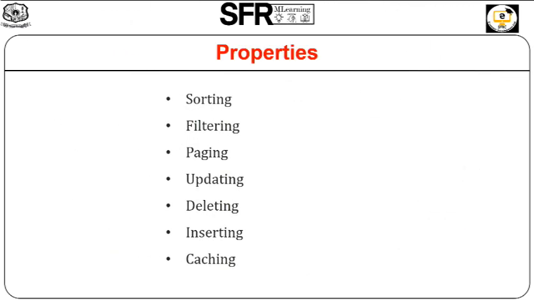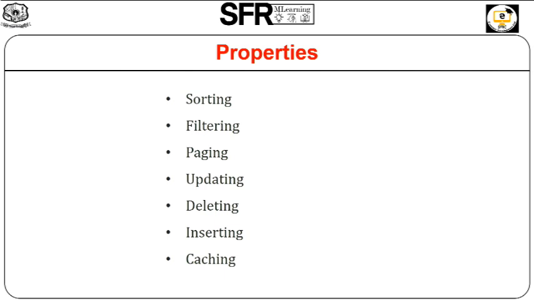These are the features, that is the properties, of the Access Data Source Control. Sorting: set the DataSourceMode property to the DataSet value. The next feature is filtering: set the FilterExpression property to a filtering expression used to filter the data when the Select method is called. Paging: the Access Data Source does not support direct paging operations on an Access database. A data-bound control such as the GridView can page over the items returned by the Access Data Source if the DataSourceMode property is set to the DataSet value.